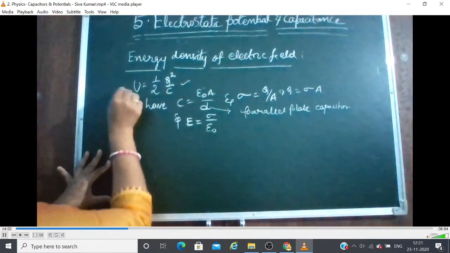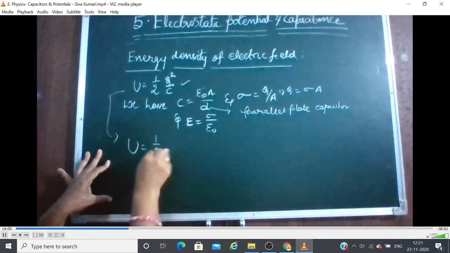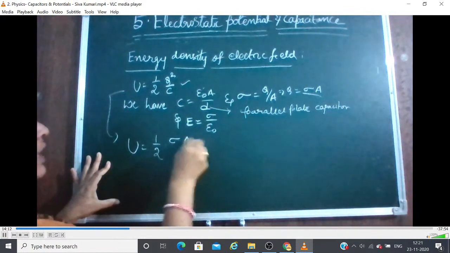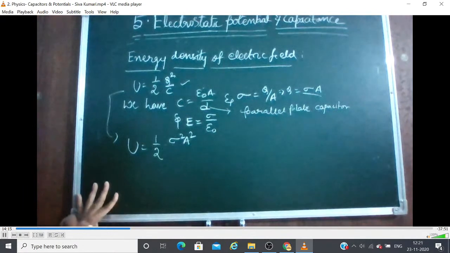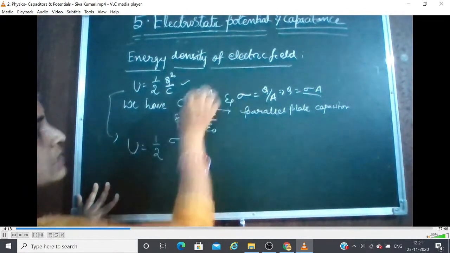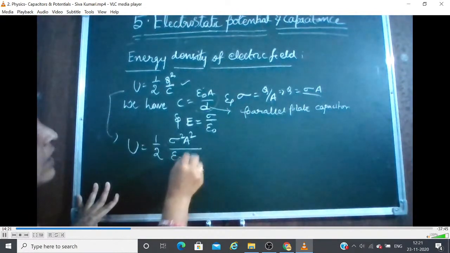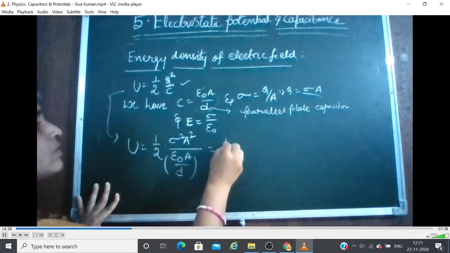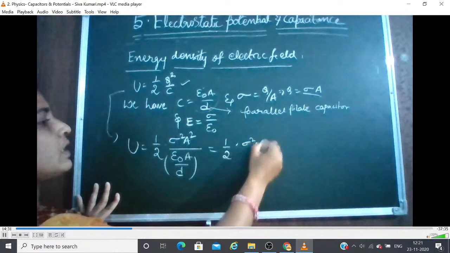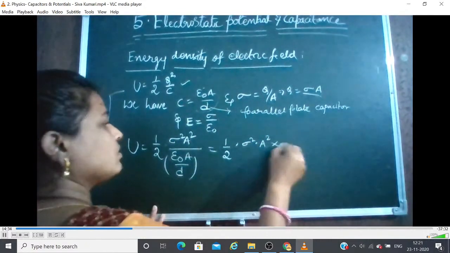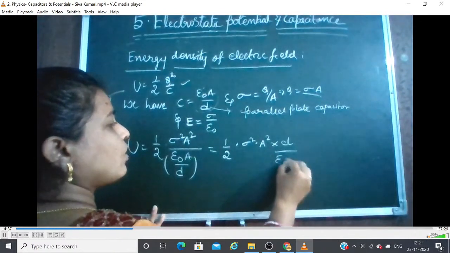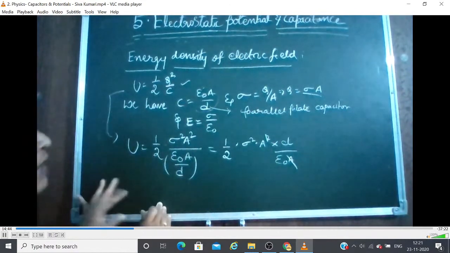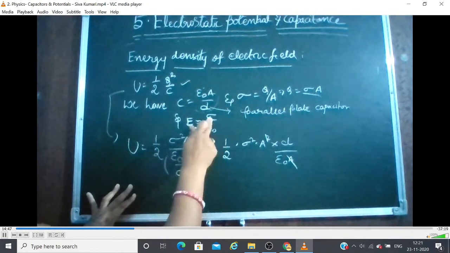U equals half Q square by C. In place of Q, we can place sigma A whole square, so sigma square A square, and for C, we can place epsilon naught A by D. That is equals 1 by 2 into sigma square into A square into D by epsilon naught into A. This A gets cancelled.